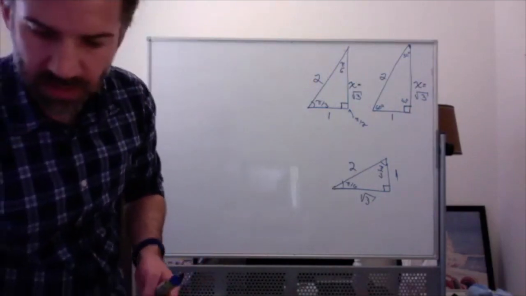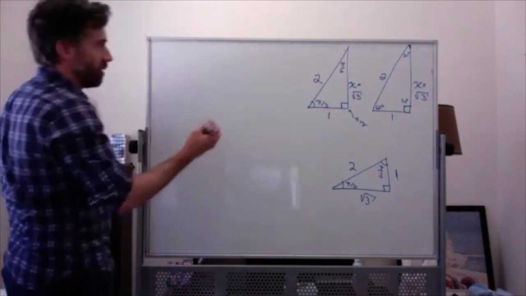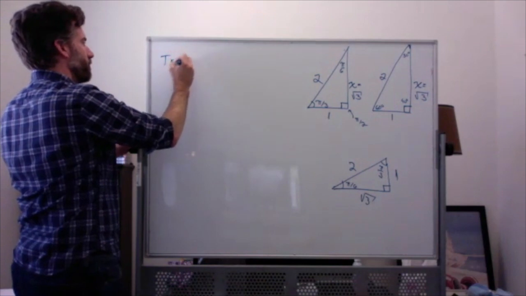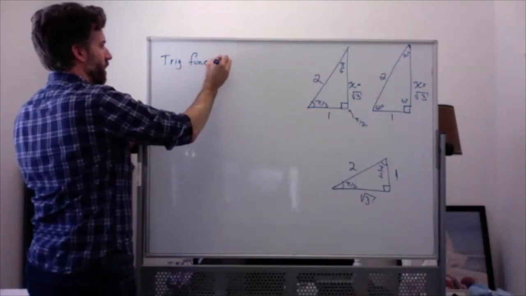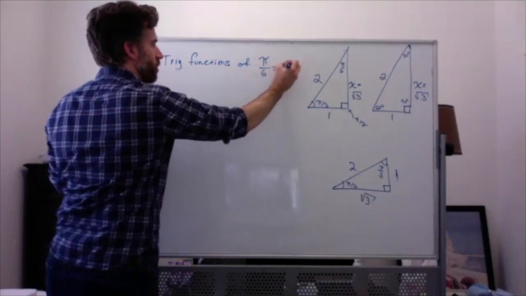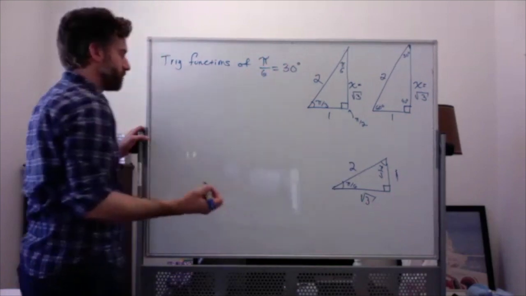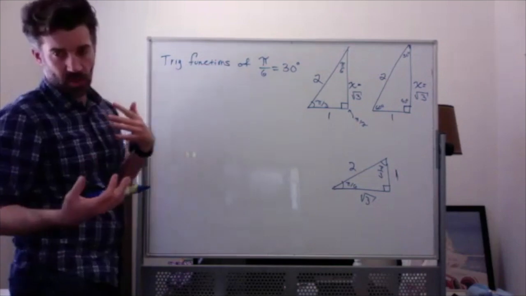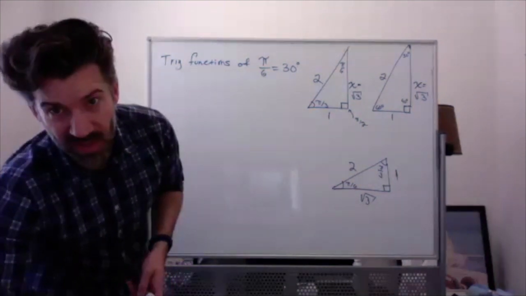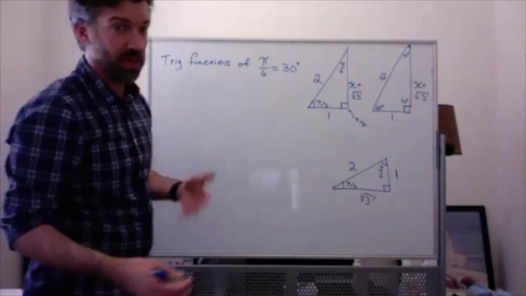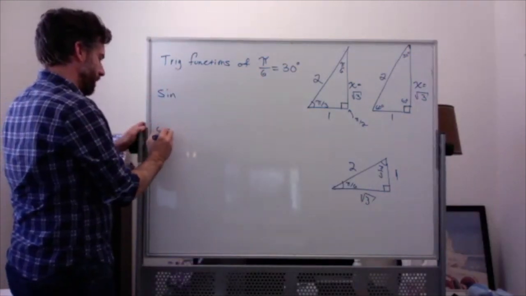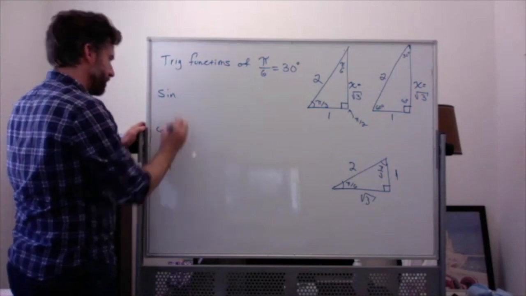for when class ends. Okay, so I want to find the 6 trig functions of pi over 6 first. Just 30 degrees. And hopefully you will have noticed this so far: we're always going to write them in the same order for writing all 6. I'm always going to do sine, cosine, and tangent first.